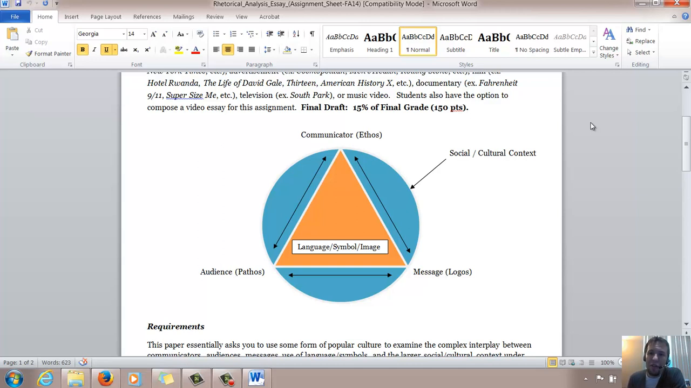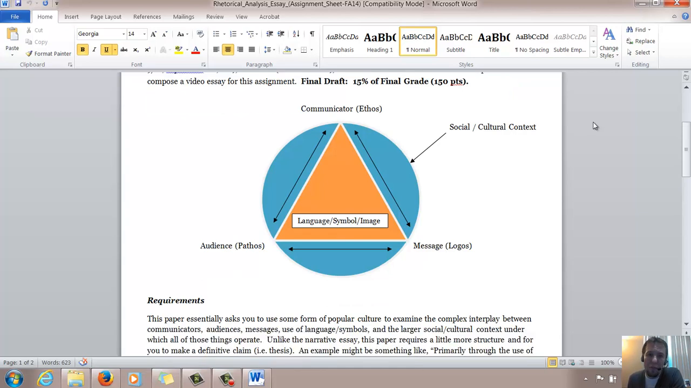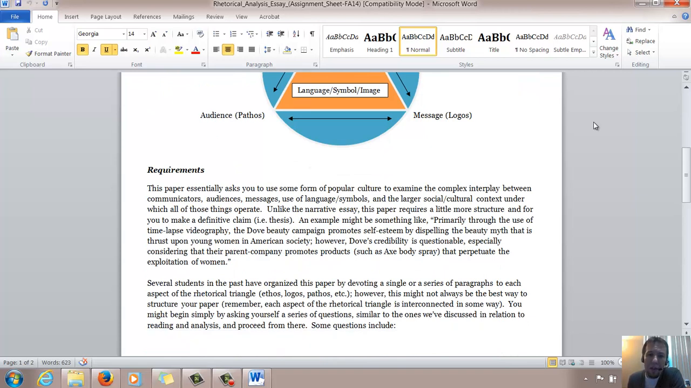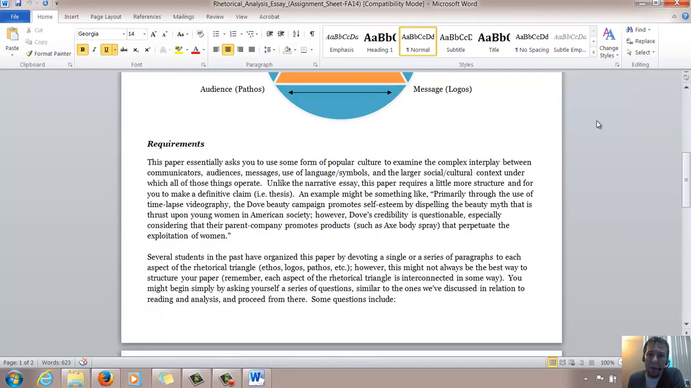There's a larger social and cultural context under which all of this operates, and there's, of course, language, symbols, images, the things that we utilize to communicate with others, okay? I'm going to explain a little bit more about what those terms mean in another video. But the requirements for this paper, you're really looking at that interplay amongst communicators and audiences and messages and languages and symbols in our larger social and cultural context to talk about what it is that you're looking at.